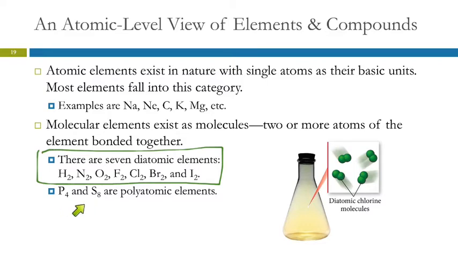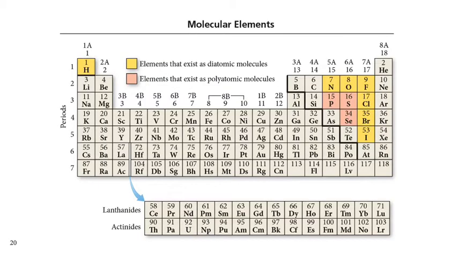Phosphorus and sulfur are also polyatomic elements. You should just be aware that they are, but I'm not gonna test you on them. Phosphorus tends to form molecules with 4 atoms, and sulfur forms molecules with 8. And both of these have different forms of these molecules. So here are the molecular elements. In the yellow are the ones we need to know: nitrogen, oxygen, fluorine, chlorine, bromine, iodine, plus hydrogen.